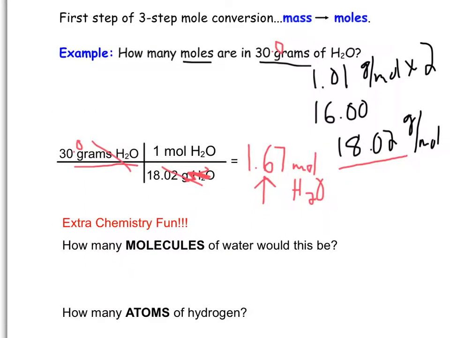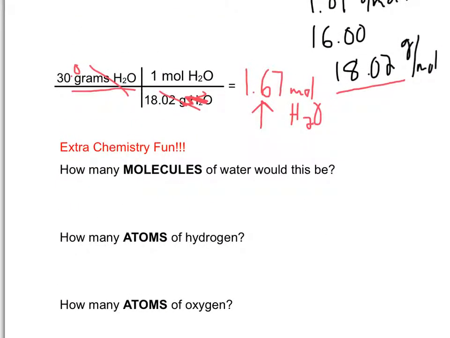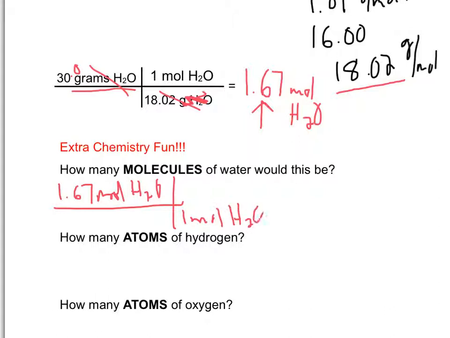Now for a little extra fun, how many molecules of water would this be? Well, now we're going to start, and we know that we have 1.67 moles of H2O. And we know that for every 1 mole of H2O, we would have 6.022 times 10 to the 23rd molecules of H2O.